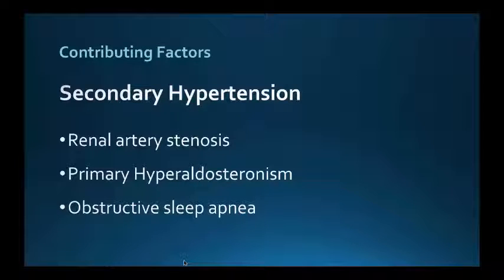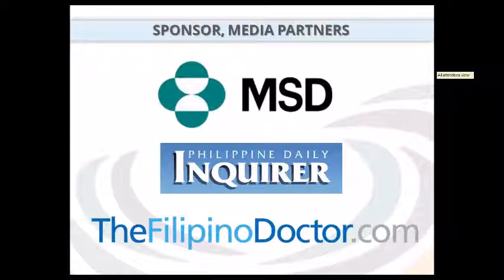In any patient with resistant hypertension, the possibility of secondary hypertension has to be considered. More commonly, renal artery stenosis, primary hyperaldosteronism, and obstructive sleep apnea. I won't have time to discuss each one of these, but suffice it to say that one should have a high index of suspicion for these possible secondary causes of hypertension when faced with a patient with resistant hypertension.